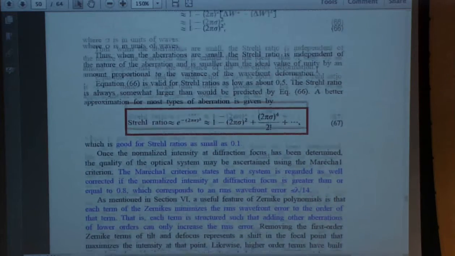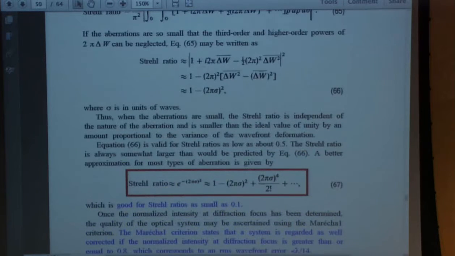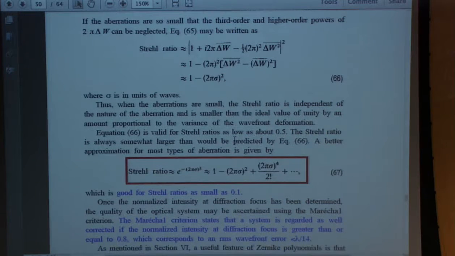So there aren't many equations in the world you should memorize. But I would say that these two on the Strehl ratio are useful: 1 minus, well, I think of this as 1 minus RMS squared, and then this one here, e to the minus 2 pi sigma squared. Okay? Any questions?